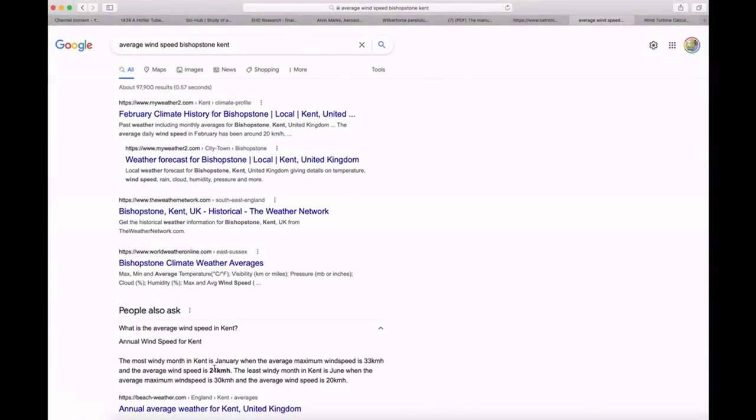If we look at that, we can see here that the windiest month is January, when the average maximum wind speed is 33 kilometres per hour, and the average wind speed is 24 kilometres an hour. 33 kilometres an hour is about 9 metres per second, and 24 is about 6.7 metres per second. In June, you can see it drops to 30 and 20 respectively. 20 kilometres per hour is 5.5 metres per second. That's not a lot of wind speed.